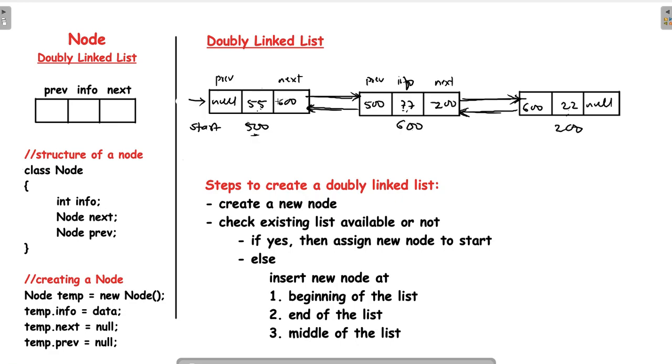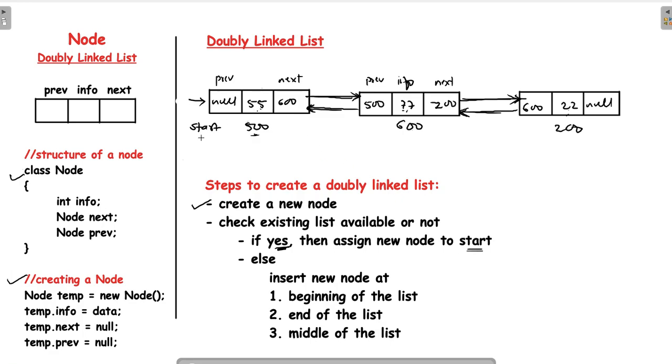So if you want to create a doubly linked list, you need to follow some steps. First step is to create a new node, and to create a new node we know that we need the structure of a node and these four lines of code. And then we will be checking one condition, whether the existing list is available or not. If the existing list is not available, then the new node which you have created will be your starting point, because you will be having only one node.